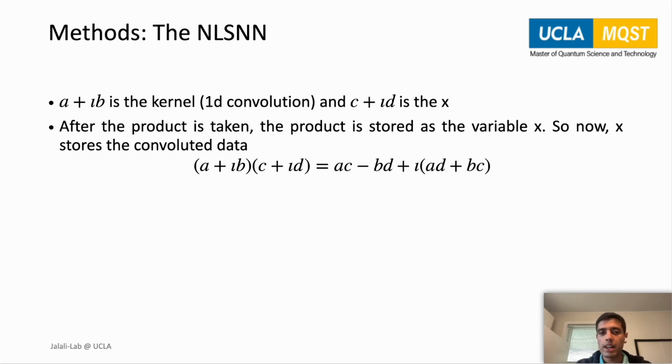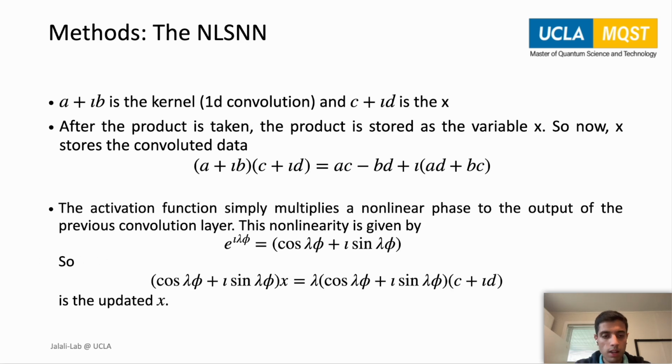So now I will describe briefly the architecture of the NLSNN. The convolution layers act in the standard manner as they do in a generic convolutional neural network. However, the activation layers are physics-inspired. They multiply a complex number of unit magnitude to the convoluted layer, thereby resembling how the nonlinearity acts in the SSFM, if you recall that.